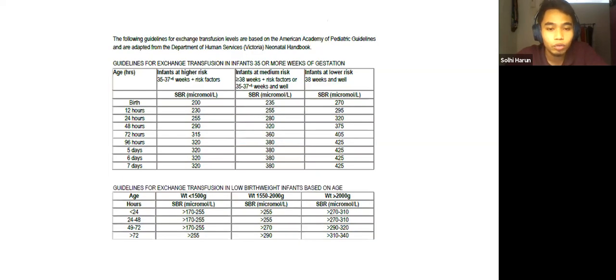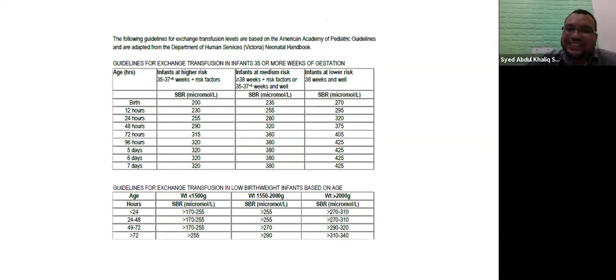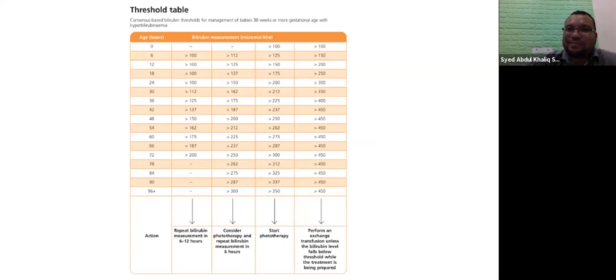So I also found another table. This is, I took it from the Royal Children's Hospital, Melbourne's website. But I'm not sure, here which one do we use? We in Malaysia, we use the numbers in the pediatric protocol lah.